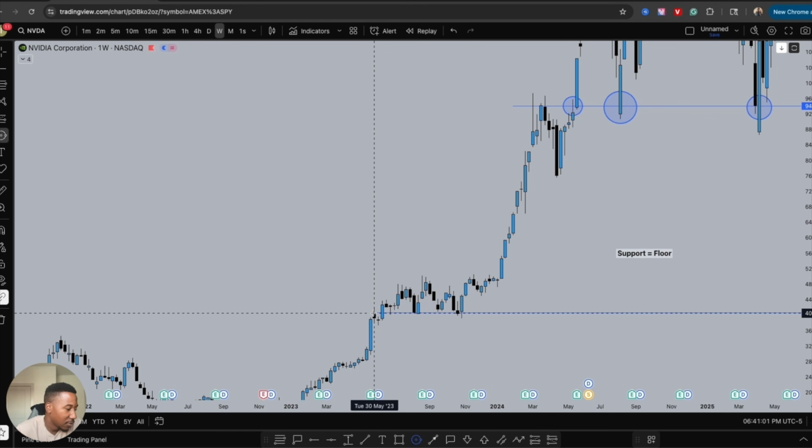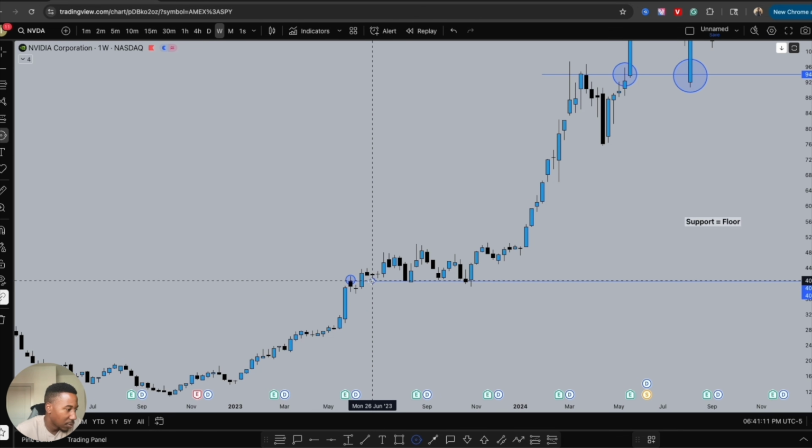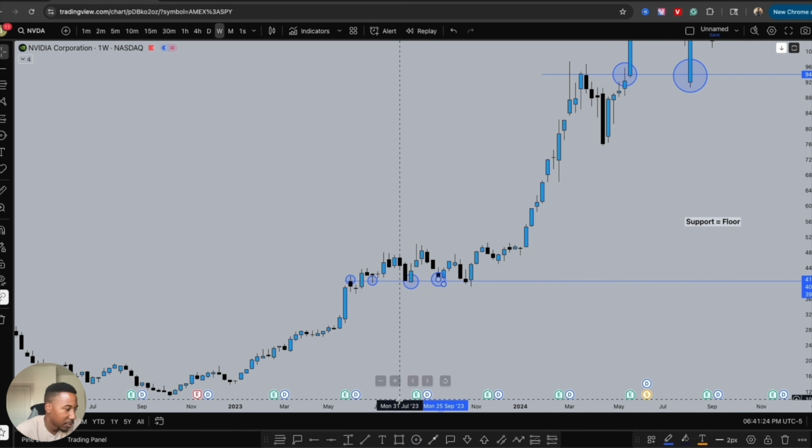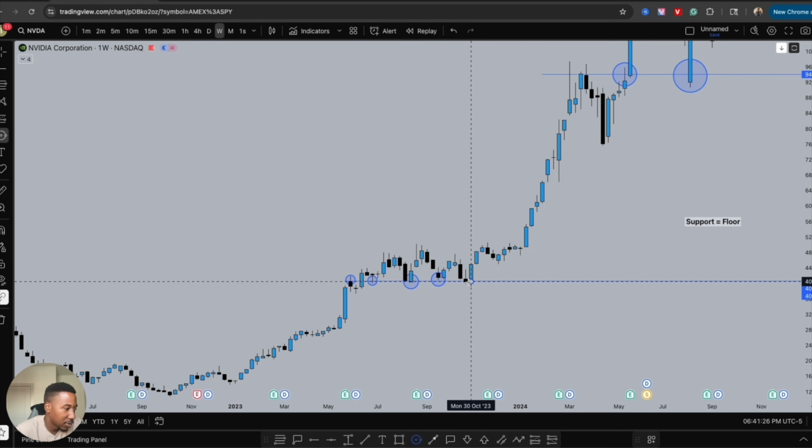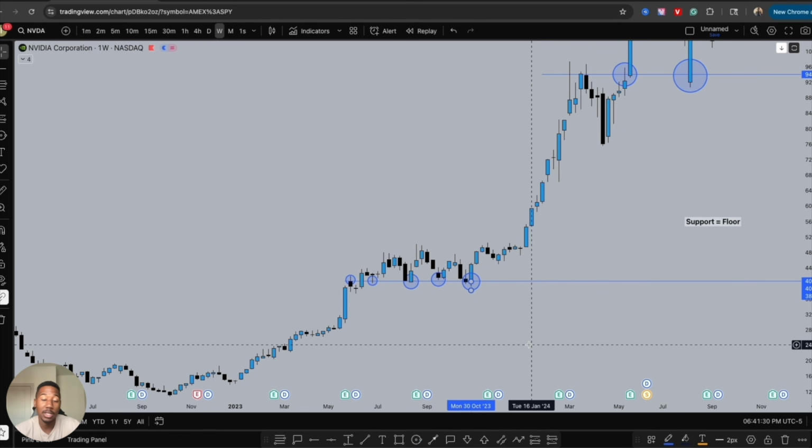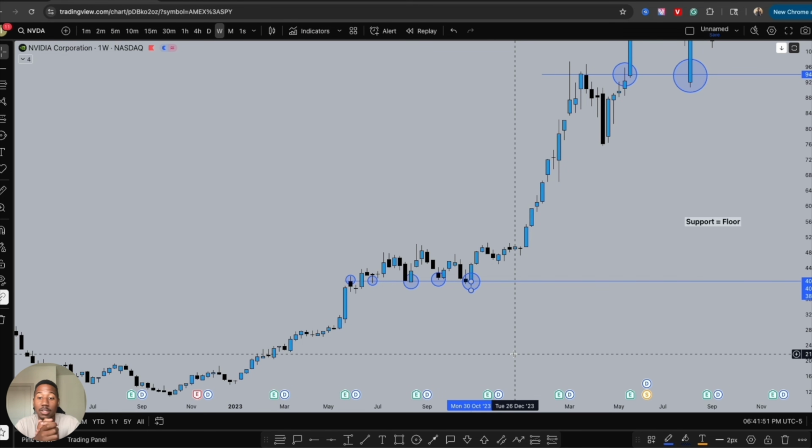So first off, we had a break over here. We had a retest over here. This time we were retesting as support. We got another retest over here. Another retest over here. Another retest over here. And one thing to know about support and resistance, the more times that price visits support and resistance, the stronger that area is going to be.